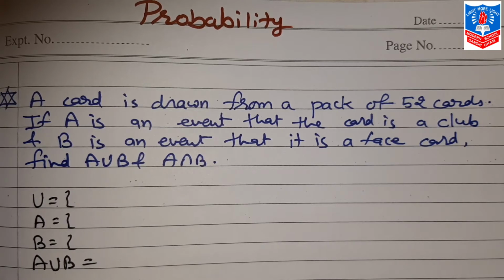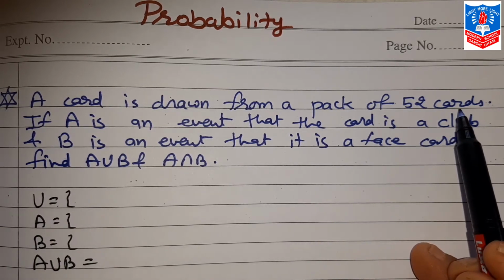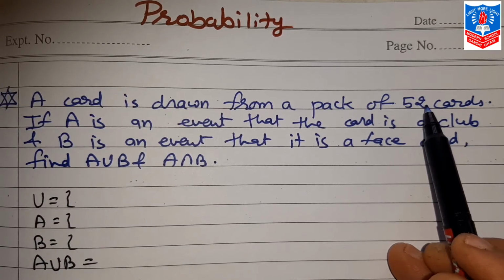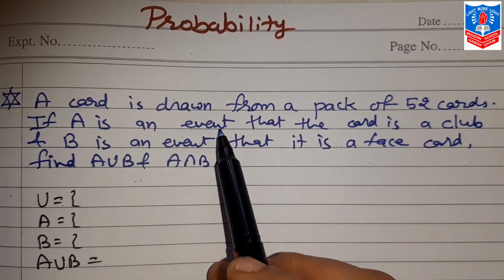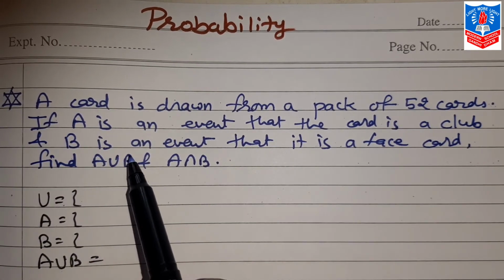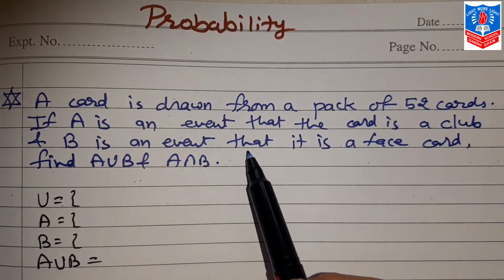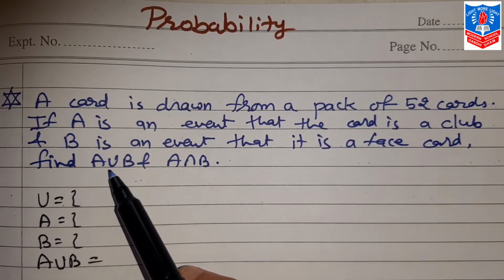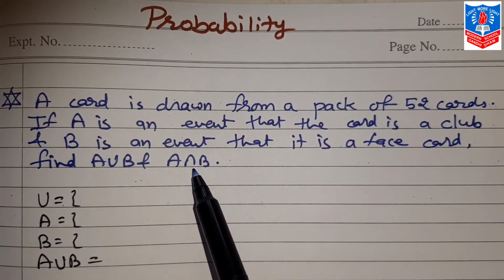Now question, it is given this way: a card is drawn from a pack of 52 playing cards. One card is drawn from 52 playing cards. If A is an event, that the card is a club, and event B is that it is a face card. Now we are supposed to find A union B and A intersection B.